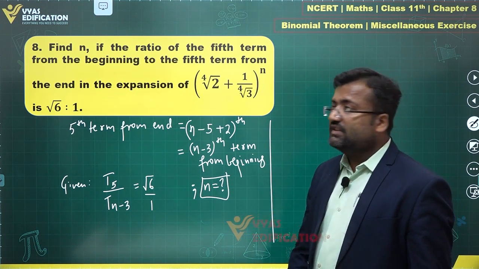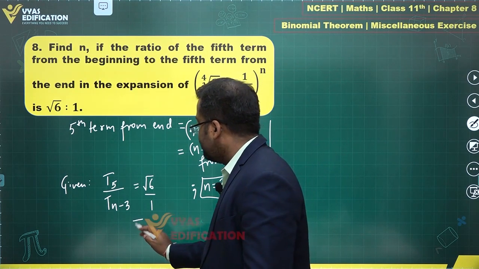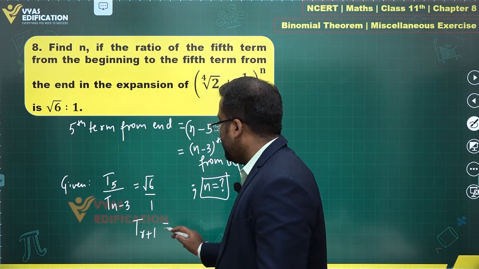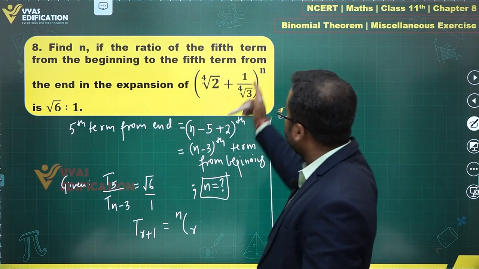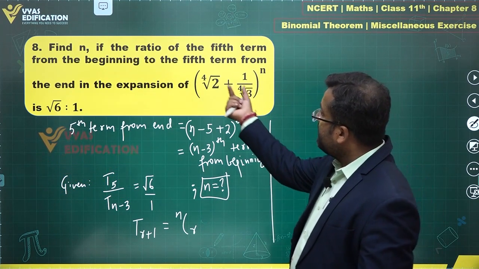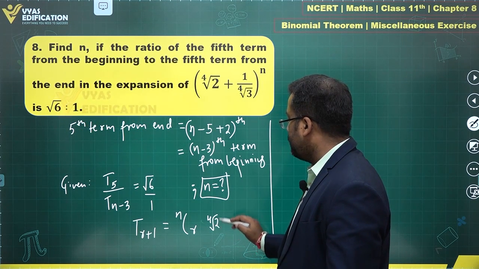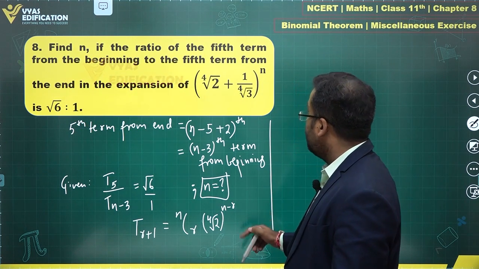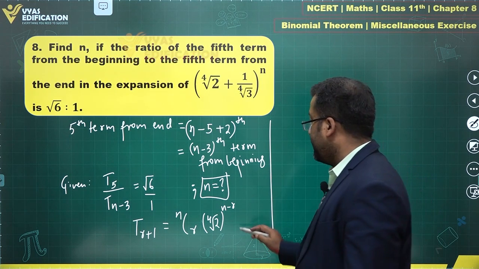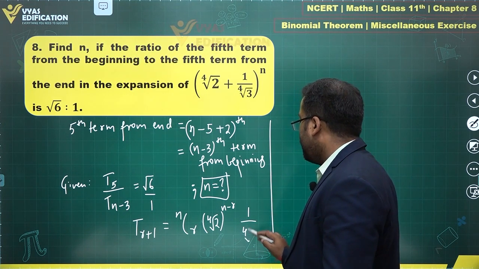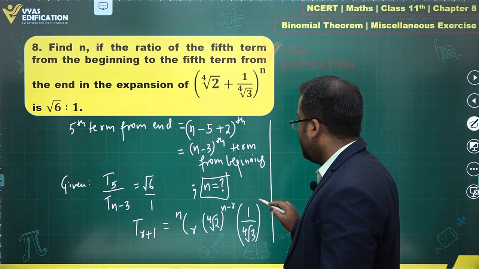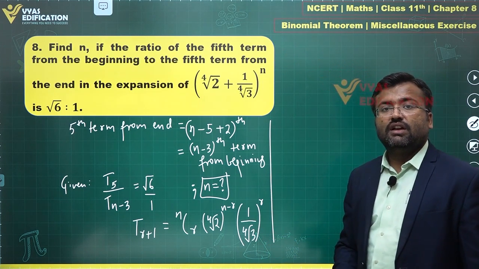Now what is the general term for this expansion? So let's write the general term as well. Here the general term T(r+1) is nCr. In the binomial, the first term is 4th root of 2. So we'll also think of 4th root of 2 power n minus r. And this is 4th root of 3 in the denominator. So this is 1 over 4th root of 3 raised to power r. This is what you'll have. Is that okay? Yes.